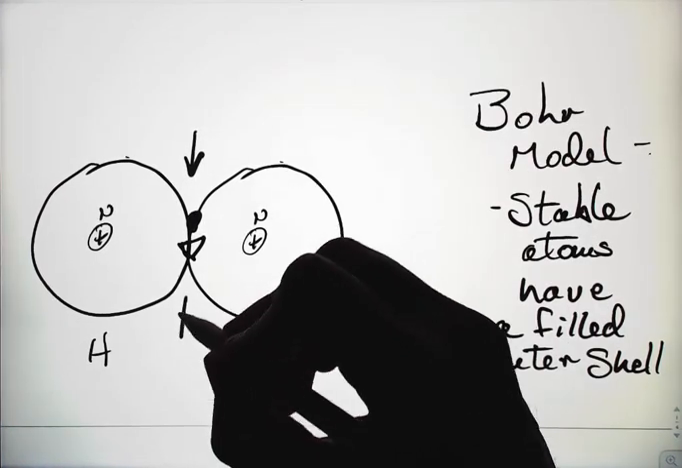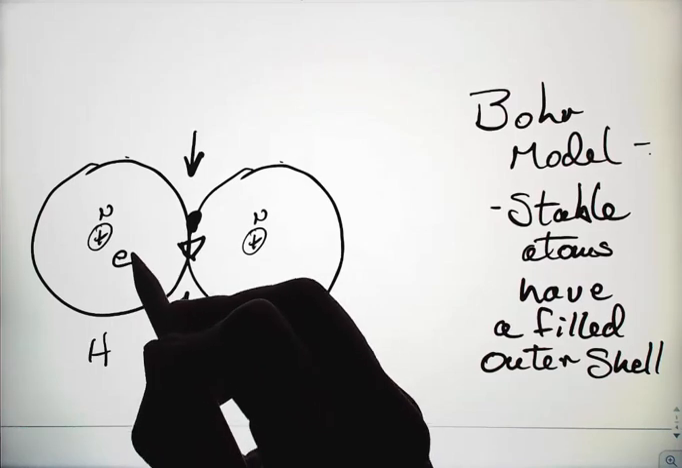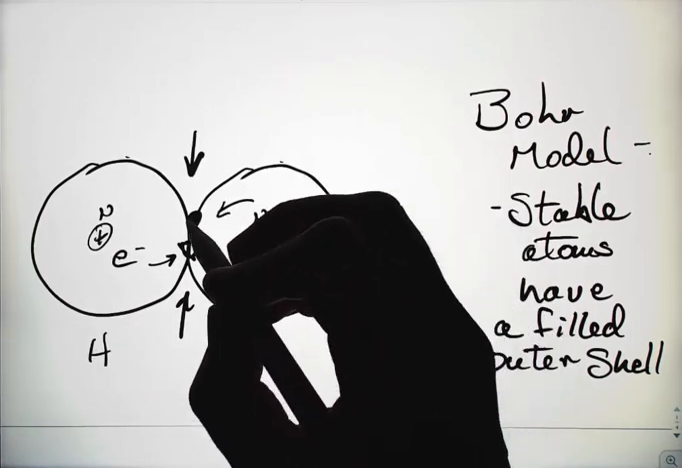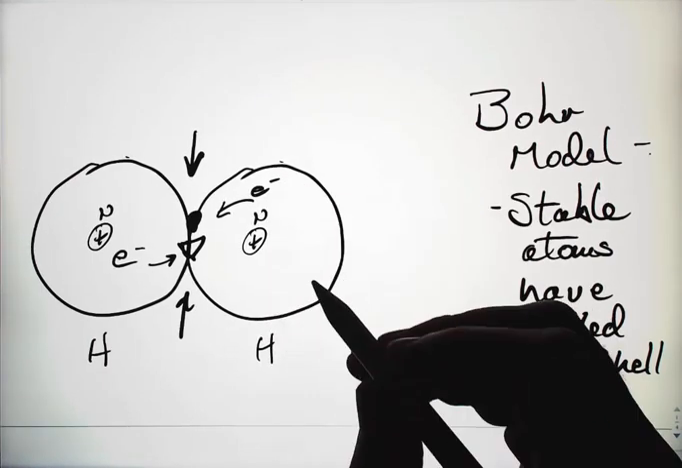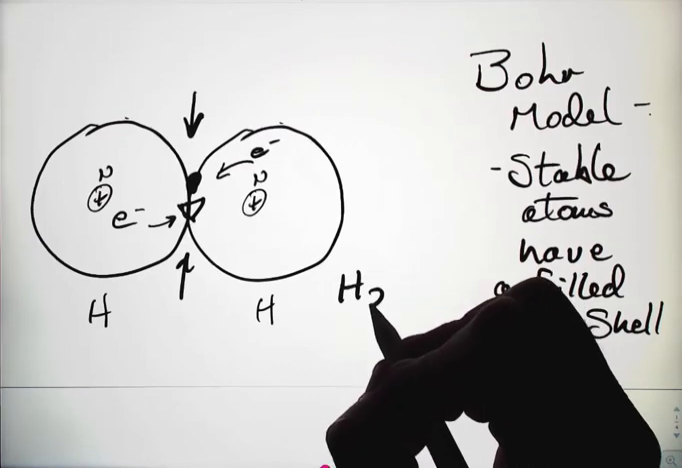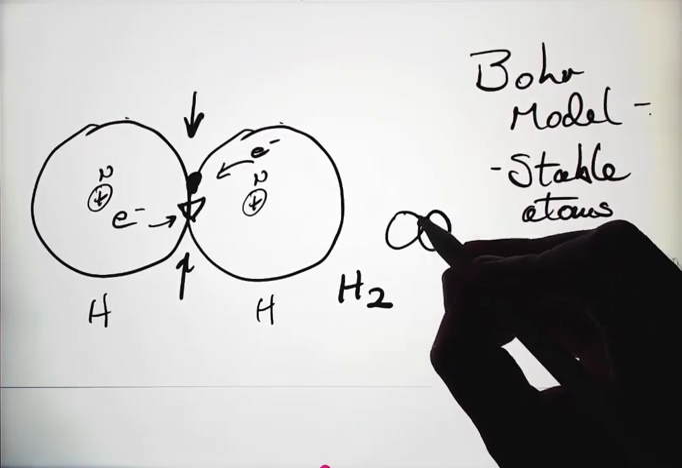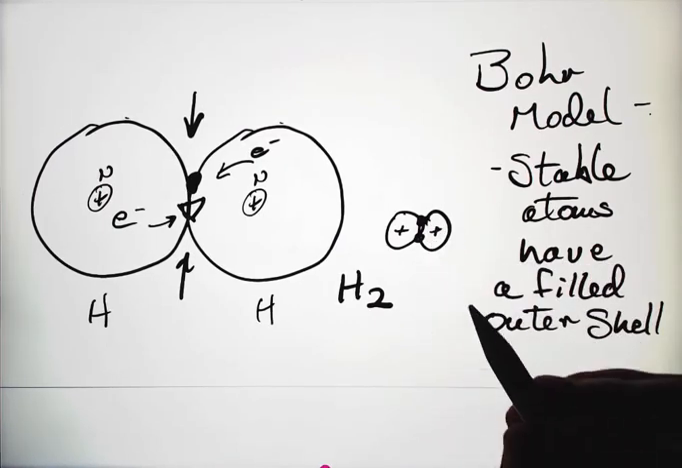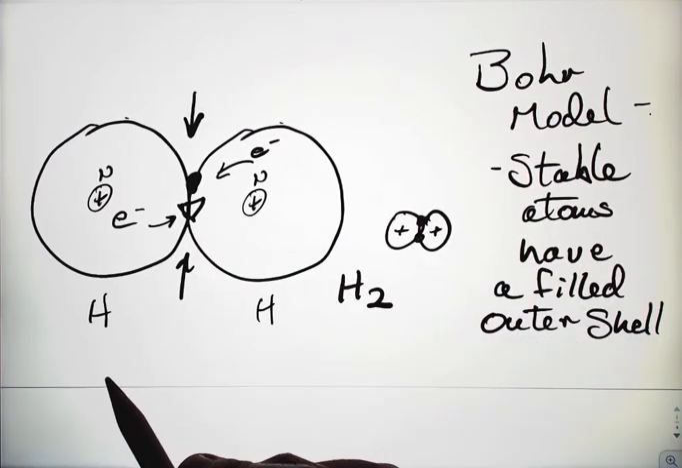Notice now this triangle, the electron from our hydrogen on the left, is being shared with the hydrogen on the right, the circle from the electron on the hydrogen on the right. So now we have a molecule, H2, in which there's 2 hydrogens sharing an electron. Now both of them have a filled outer shell.